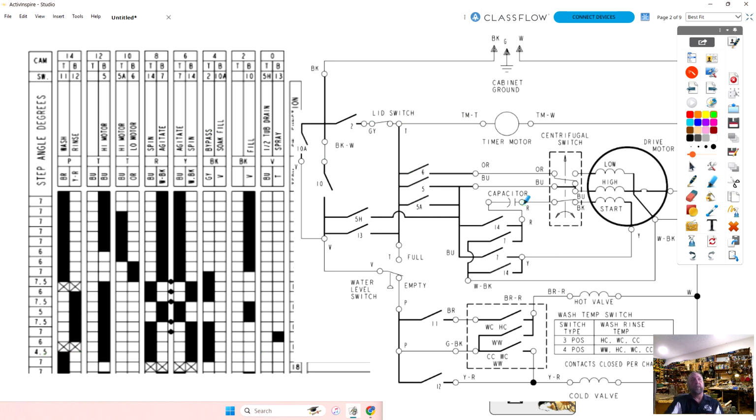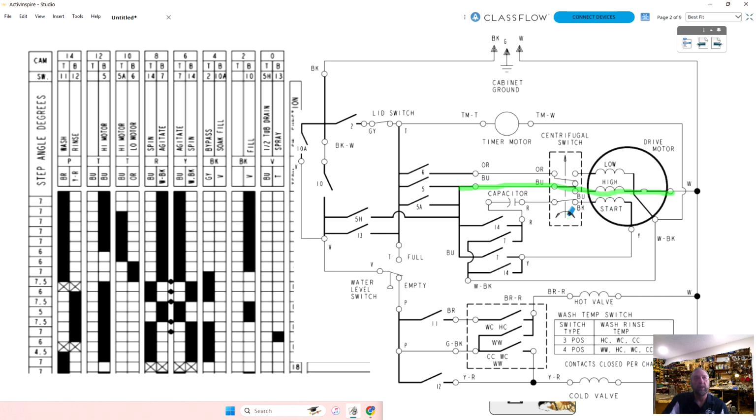So again, going over the diagram, I need to go into another part of this and actually break down the part and the part function. But let's take a look at this. I said for both agitate and spin, the motor has to get power here and power here to make that motor start.